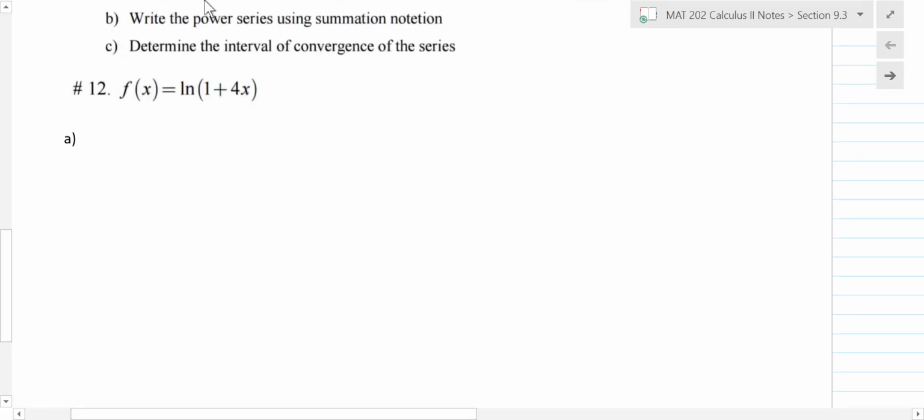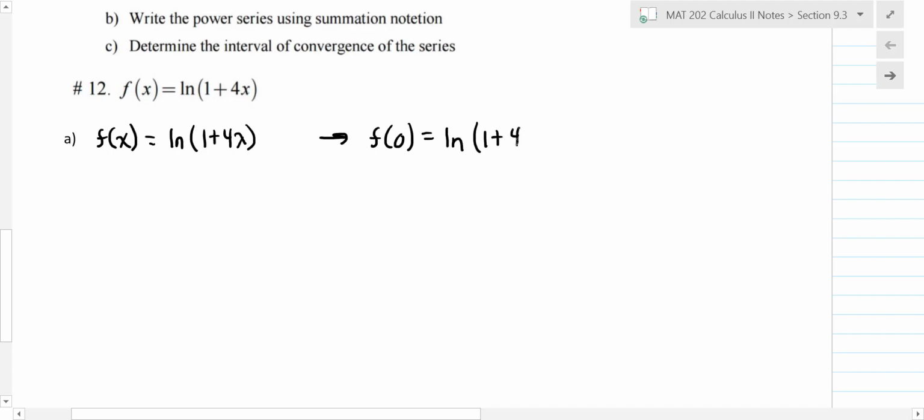So it makes a lot of sense on this problem to start this way. f of x is equal to ln of 1 plus 4x. And while we're at it, we need to go ahead and do f of 0. Why f of 0? Because it's a Maclaurin series. That's the center. So we're going to do ln of 1 plus 4 times 0. That's equal to ln of 1, so that's equal to 0. That is your first term in your Maclaurin series.